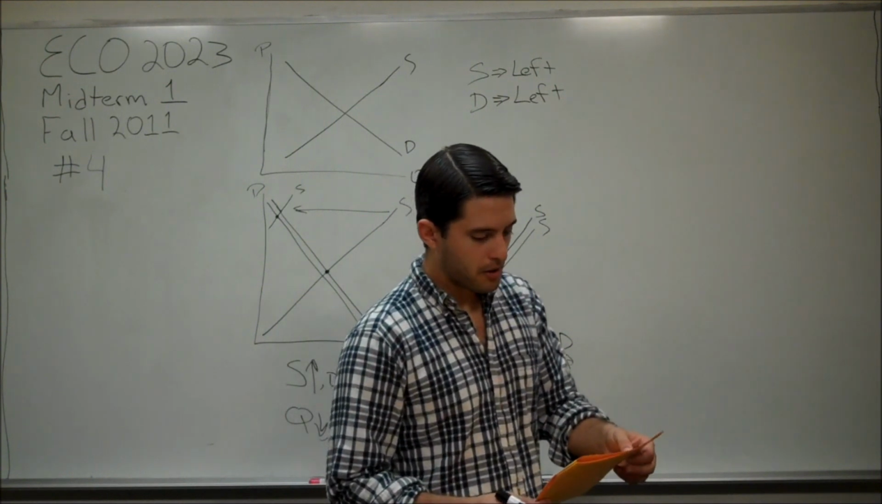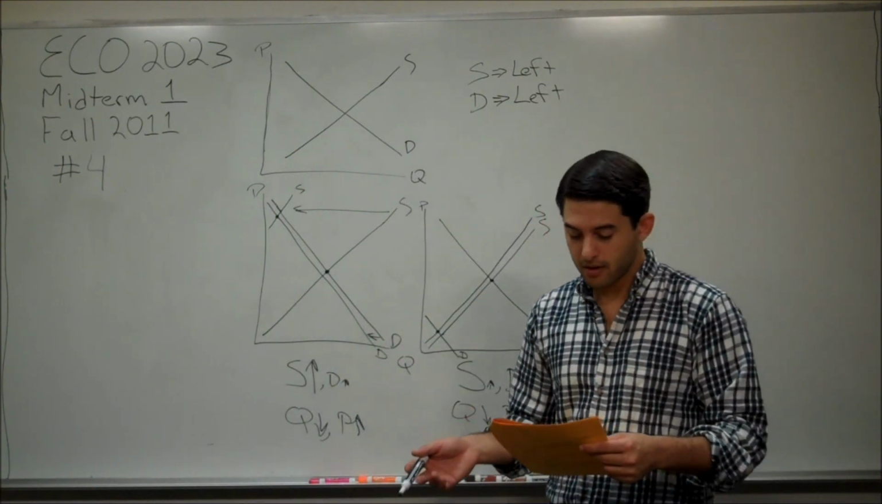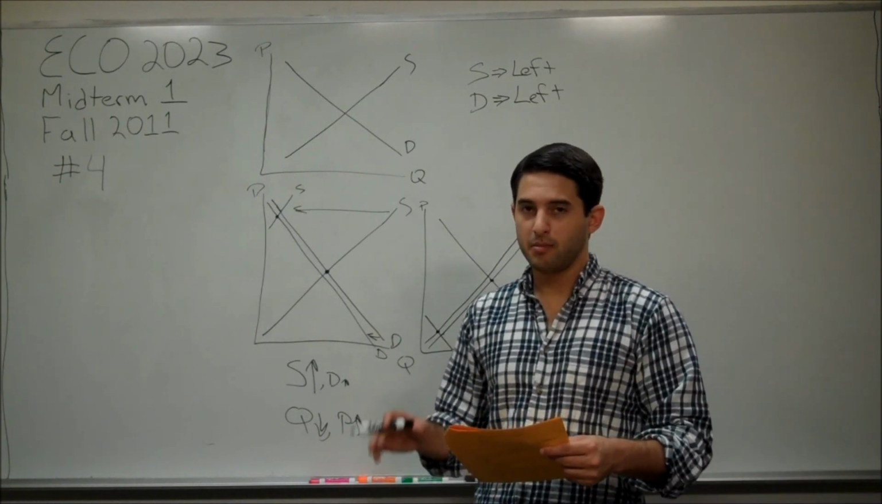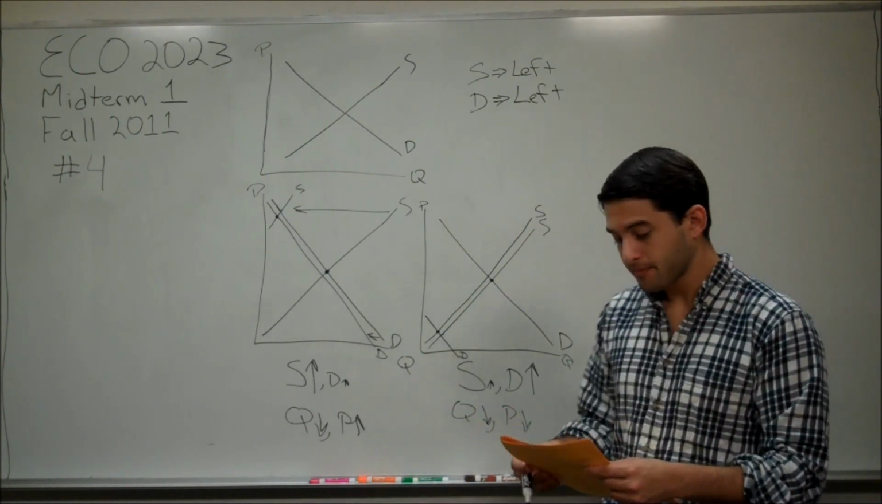So for question 4, the answer is E. The price of the good might rise, fall, or not change, and the quantity of the good decreases, but not necessarily to zero. That's E.